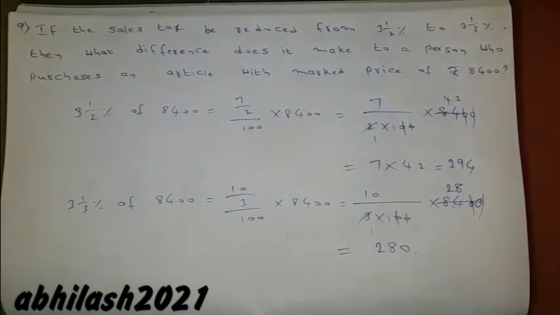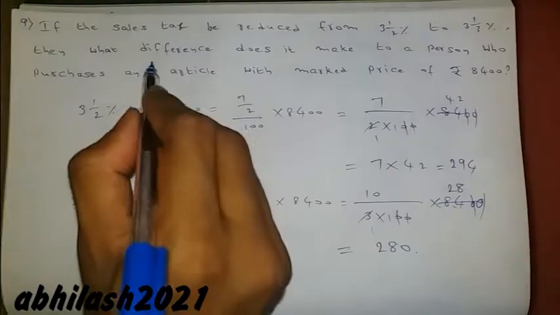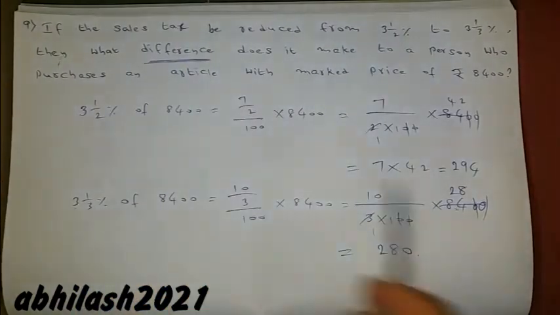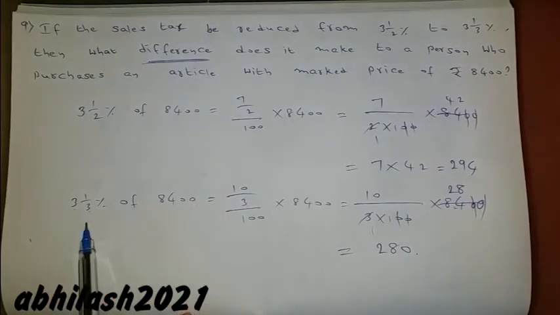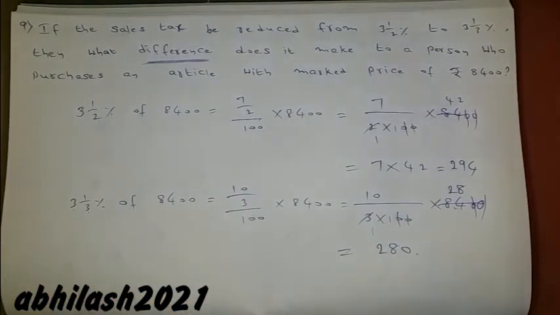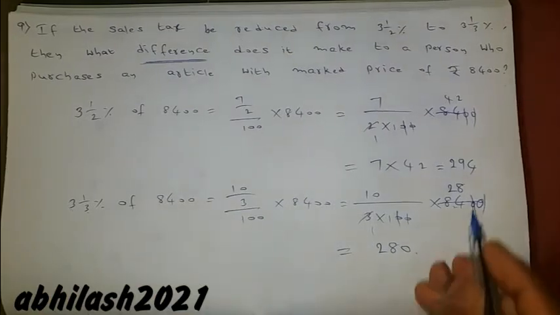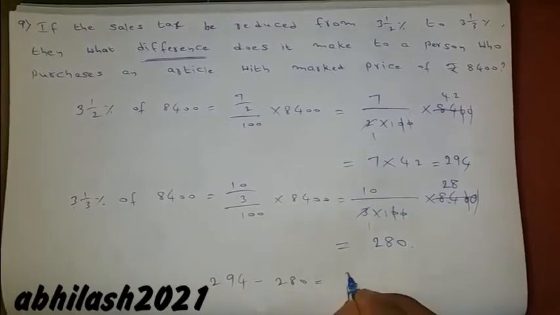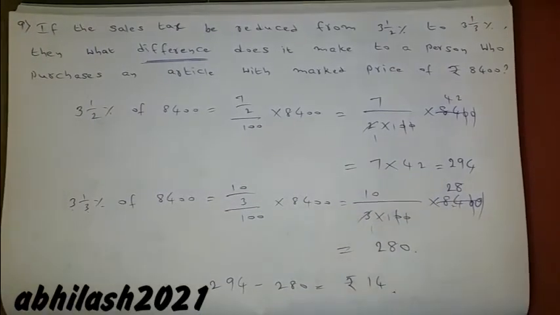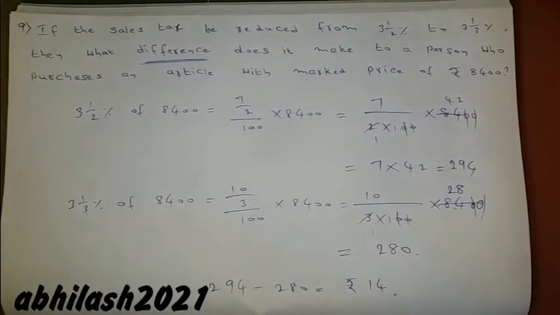So now if we observe these two, he is asking clearly what the difference is. If it is 3 1/2 percentage, it is 294, and if it is 3 1/3 percentage, it is 280 rupees. So the difference is 294 minus 280, that is nothing but 14 rupees difference.